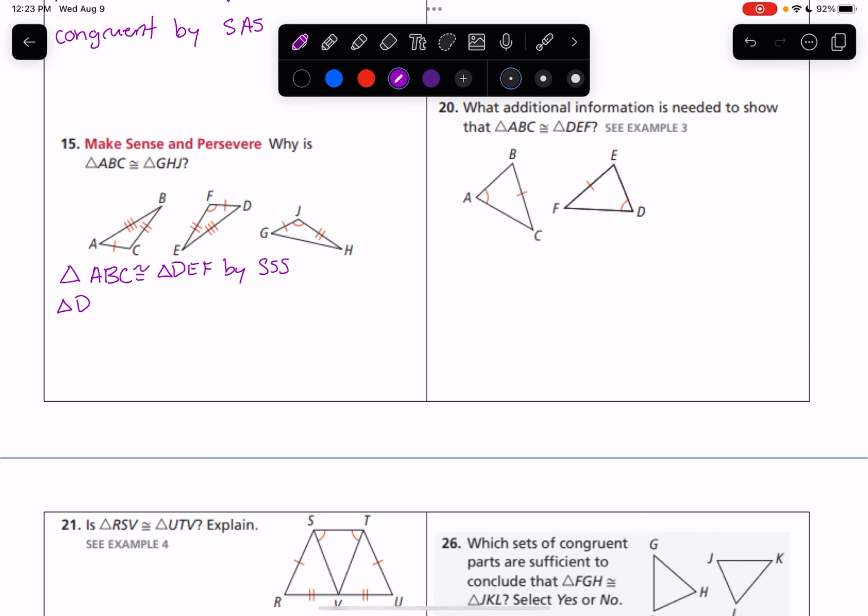Triangle DEF is congruent to triangle GHJ by, sorry, that's a J. Hold on, we're going to try these two words over again. Still getting the hang of doing these videos. GHJ by side, angle, side.